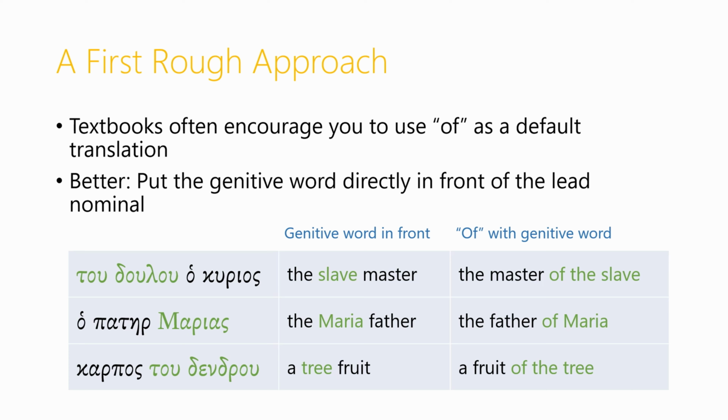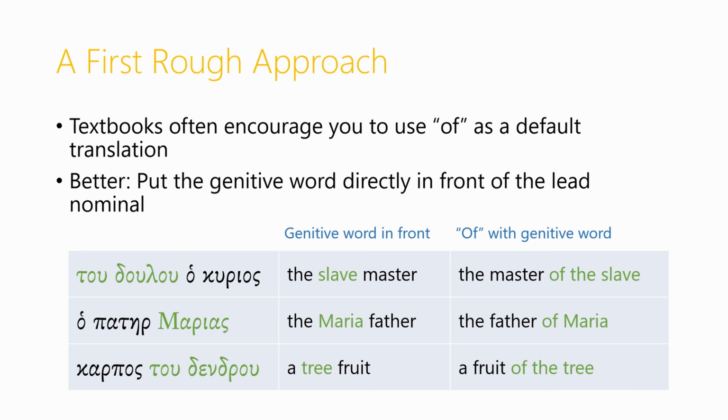I think a better approach, even though it sounds more awkward in English, is to take the genitive word and put it directly in front of the lead nominal in our first initial gloss of the phrase. So Tou doulou ho kurios would be the slave master. We're putting the genitive word slave in front of master. The slave master. Pater Marias is the Maria father. Karpos tou dendrou is a tree fruit.